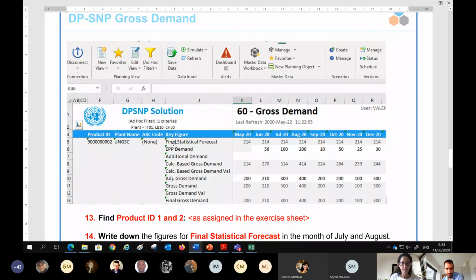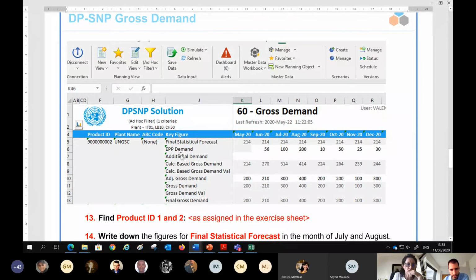We have, as I said, final statistical forecast. This is coming from the statistical forecast template. This one is very easy. It's a constant consumption pattern, and it gives 214 for all the months. In this particular product, we also have EPP demand, because this product was also included in a project. So in June, we have 56, in July, 100, 200, so this is another one. And then as an additional demand, we could even have something coming from equipment, or we could add something here.